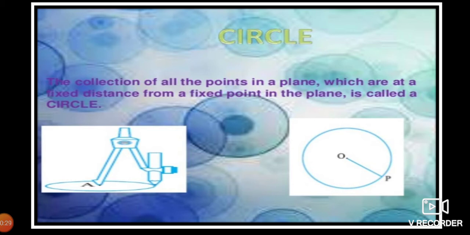Okay students, come on, observe the statement. The collection of all the points in a plane which are at a fixed distance from a fixed point in the plane is called a circle. Observing carefully, in the first diagram we have to draw a circle like this only. The second diagram shows the complete portion of the circle. Circle means we have to take one fixed point and a fixed distance and draw one circle like this only.